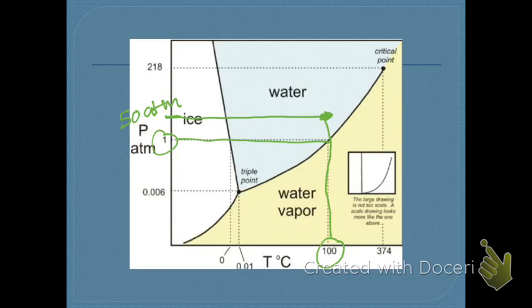Another example, let's say we have water at negative 20 degrees Celsius. So let's assume negative 20 degrees Celsius is right here. And we have a pressure of 1 ATM. So right here, we have 1 ATM, and it meets at the negative 20 degrees Celsius right here. So the current state of water is currently solid.